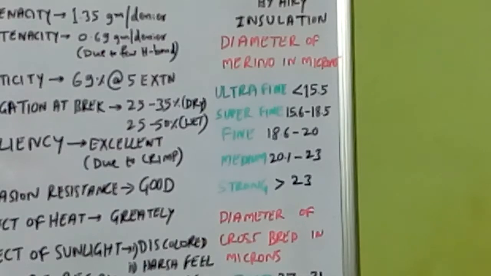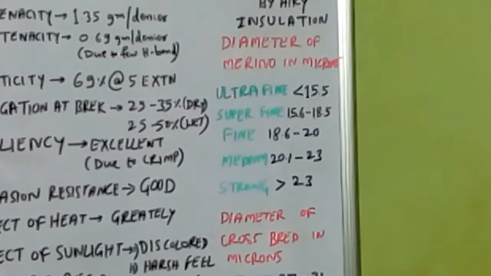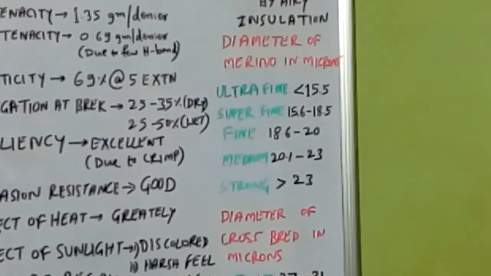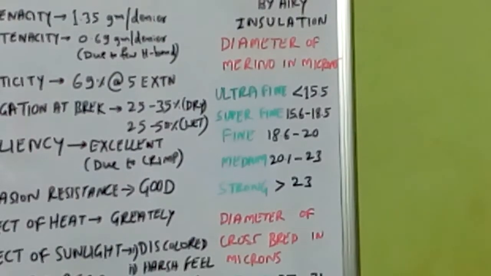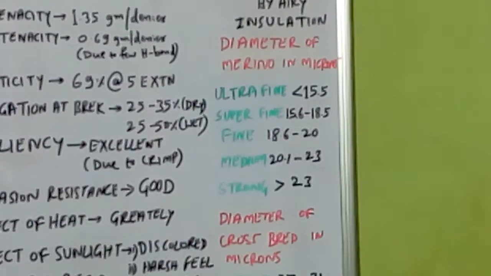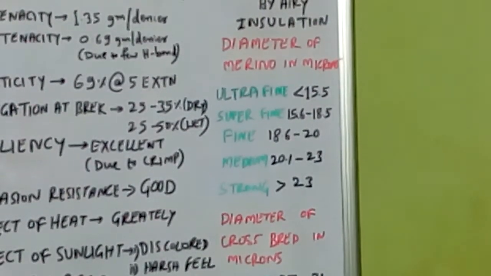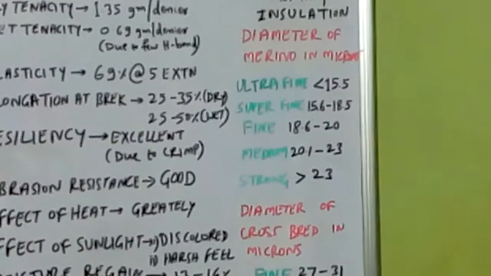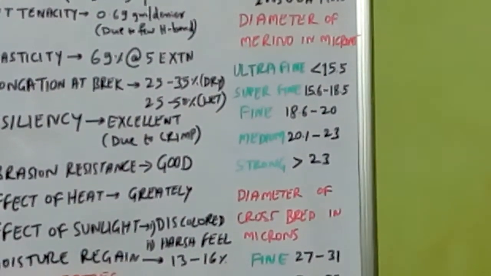They produce ultra fine quality, super fine quality, medium quality, and strong merino, which means a diameter of 23 microns. Ultra fine means 15.5, super fine means 15.6 to 18.5, fine. You can take all this data that I have given on the board by pausing the video and noting it down. I no need to tell all the things. These are the data, how fine they are. These are fine merino fabrics.